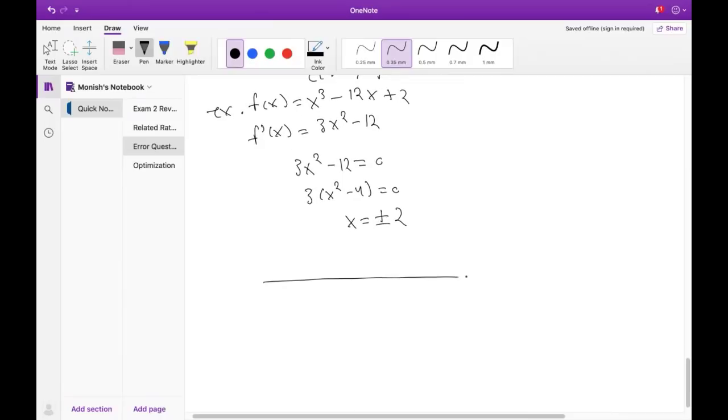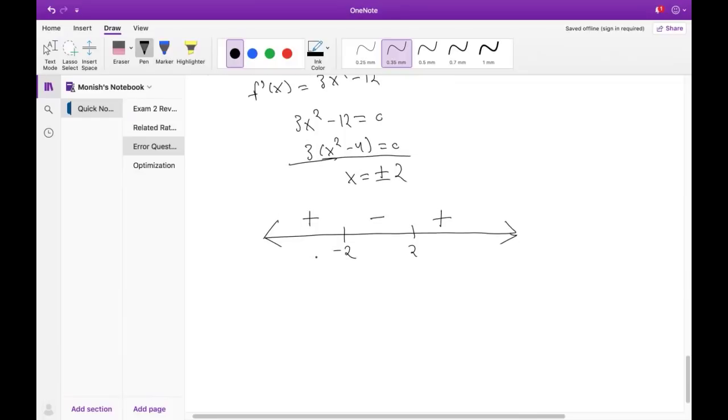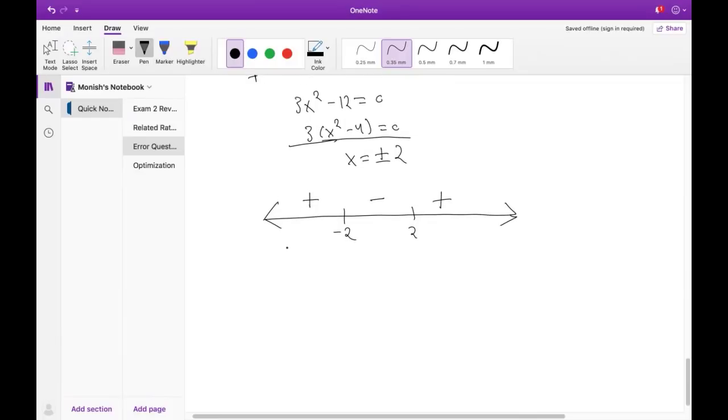From here, I'll make my number line again. So positive 2 and negative 2. And my signs, so this is my derivative. Anything past 2 is positive. Anything in between negative 2 and 2, so for example 0, would be negative. Anything below negative 2 would give me a positive value again because this x is squared. So that's how my signs are. So it's increasing here, it's decreasing here, it's increasing again there.